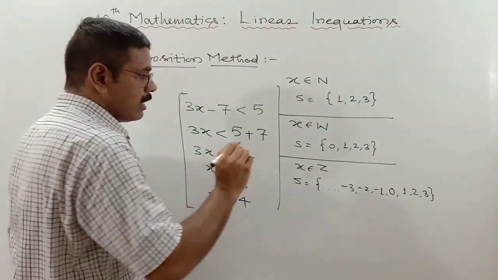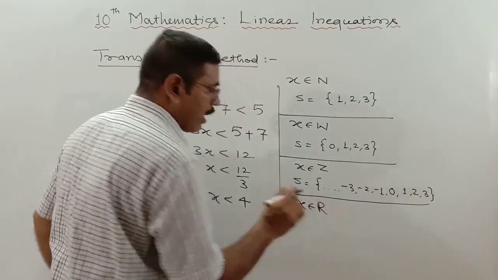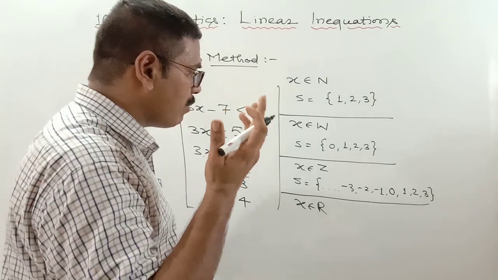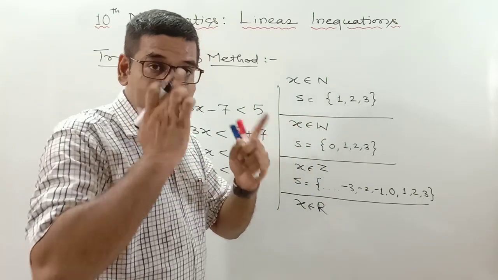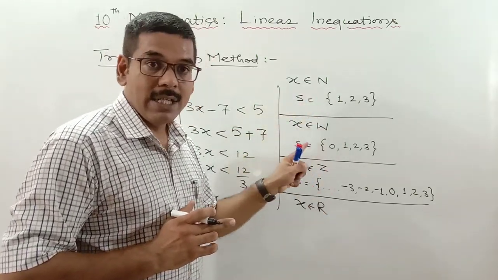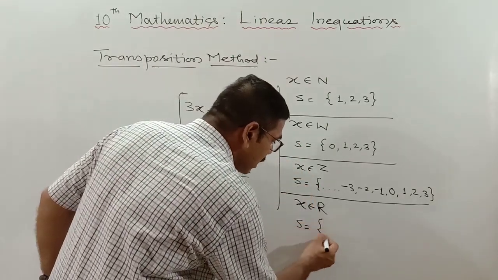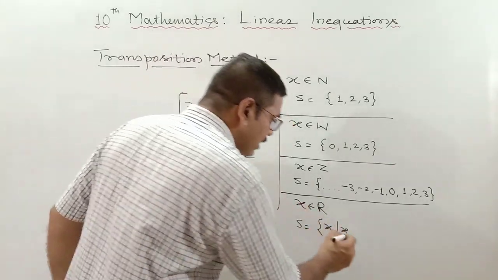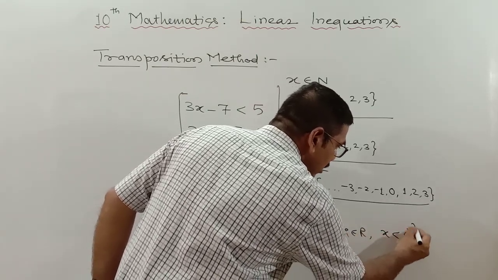Is it clear? Suppose x belongs to R. R means set of real numbers. It includes all the rational and irrational numbers, all. R can never be written like this. Please keep that in mind. R can never be written in tabulation form. This will always be written in set builder form. {x such that x belongs to R and x is less than 4}.